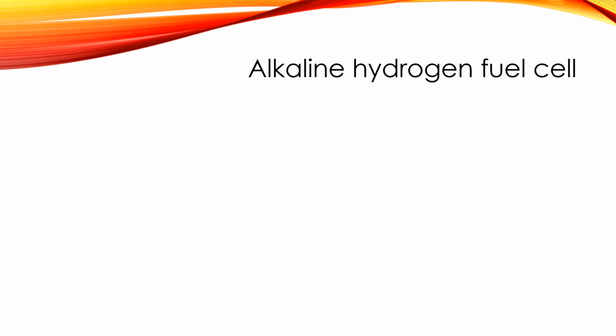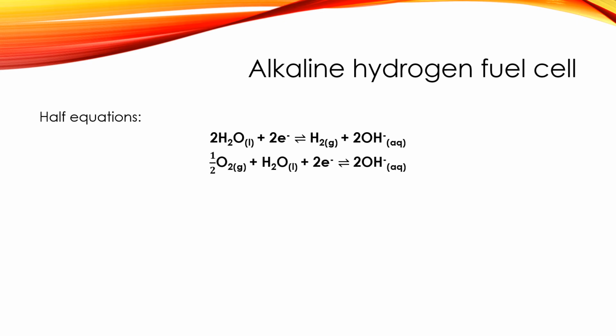So we now need to consider the half equations and full equations for this reaction inside of the fuel cell. There are two half equations, so we have 2H2O plus 2e- going to H2 plus 2OH-, and then we have a half O2 plus H2O plus 2e- going to 2OH-, where the top equation happens at the anode and the second equation happens at the cathode. So now we need to combine these two equations, and how we do that is we flip the top equation and add the two equations together so that the electrons cancel out.